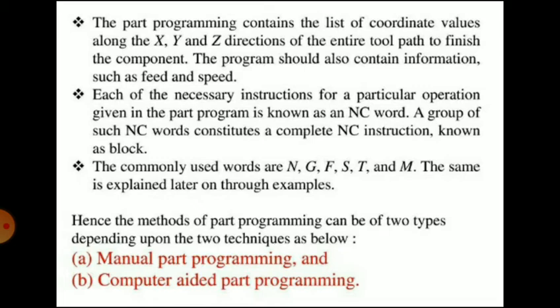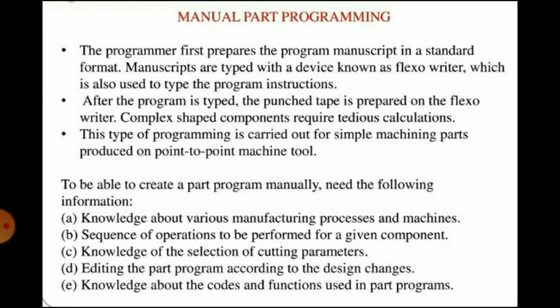Hence, the methods of part programming can be of two types, depending upon the two techniques as follows. First is manual part programming and second is computer aided part programming. First, manual part programming. The programmer first prepares the program manuscript in a standard format. Manuscripts are typed with a device known as a flexowriter, which is also used to type the program instructions. After the program is typed, the punch tape is prepared on the flexowriter.